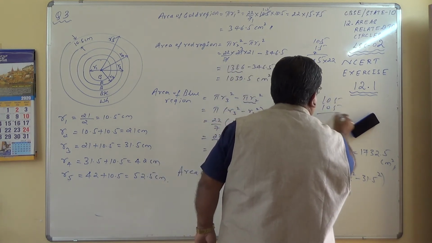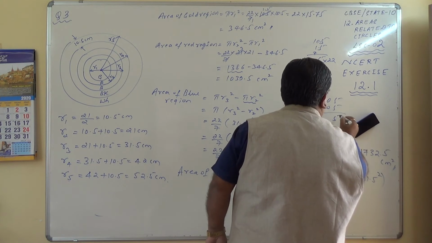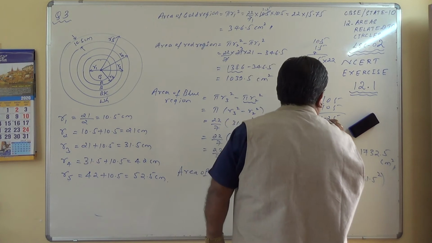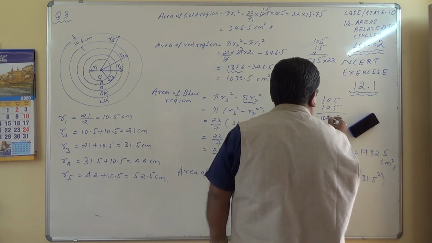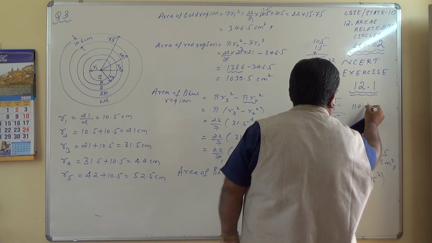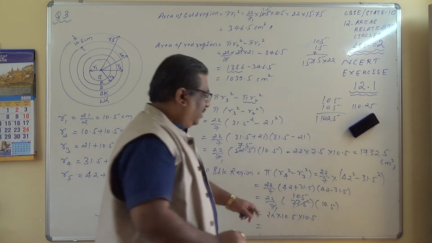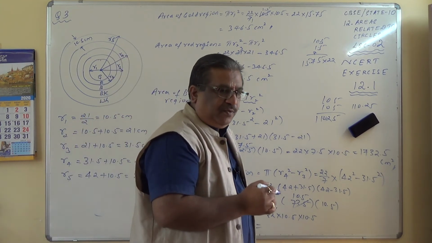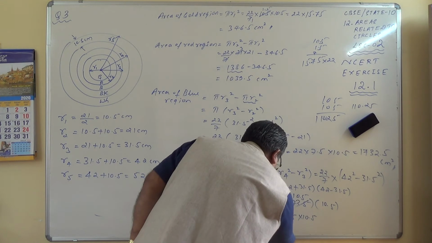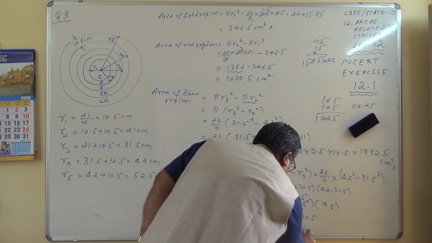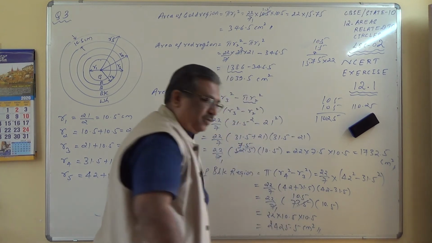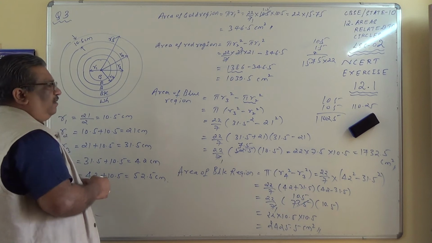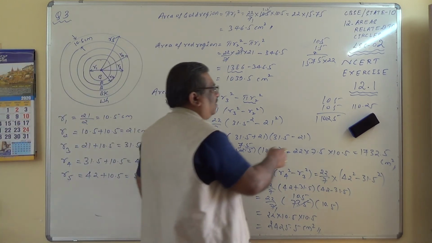105 into 105, 25. 11 25, 110, two places. 110.25 into 22. 110.25 into this is getting 2425.5 square centimeter. 2425.5 square centimeter. So this is area of the black region. Let's work out one more now.